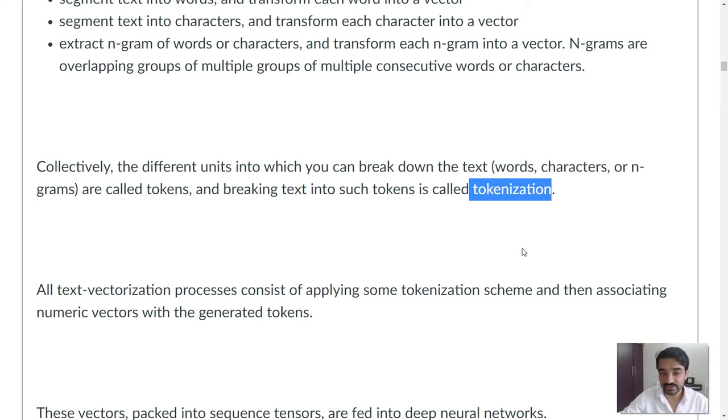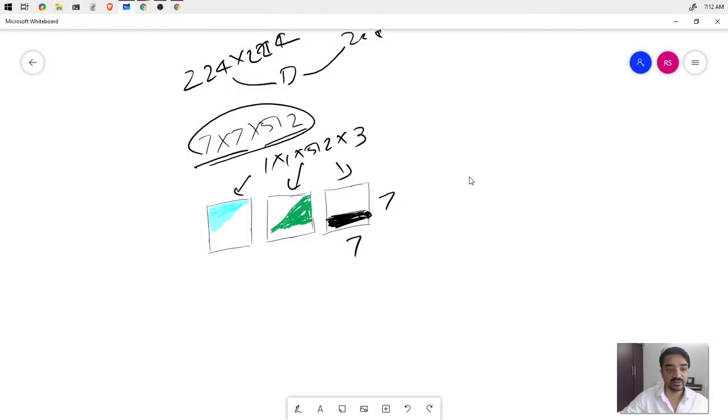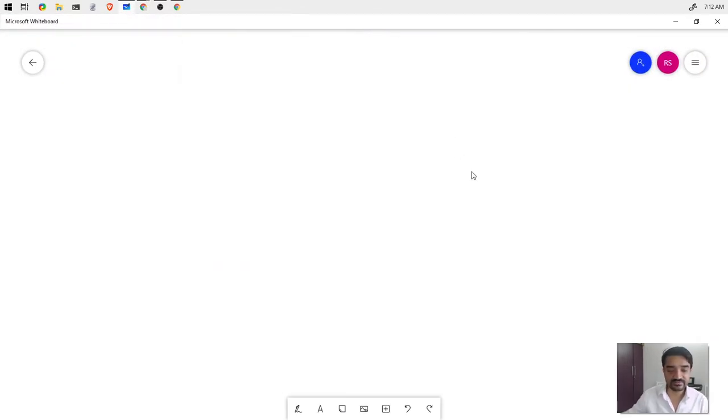So we're looking at two different things here. Now, why are we looking at two different things here? Why can't we just convert our words into, let's say, vectors directly? Why do we have to go through this tokenization process?